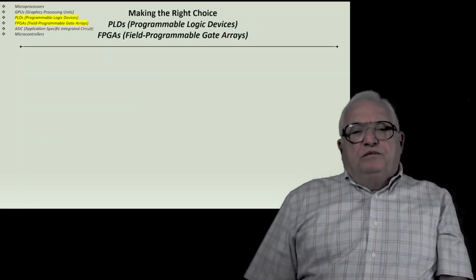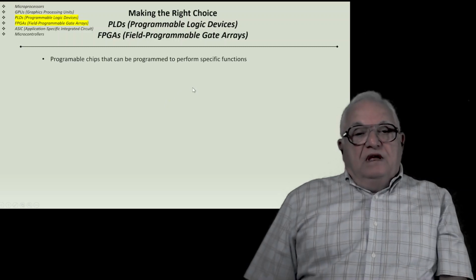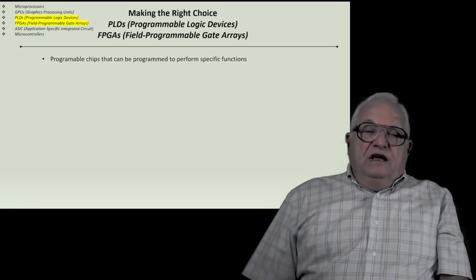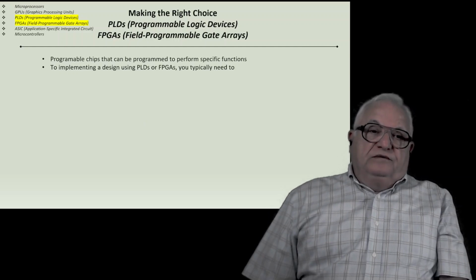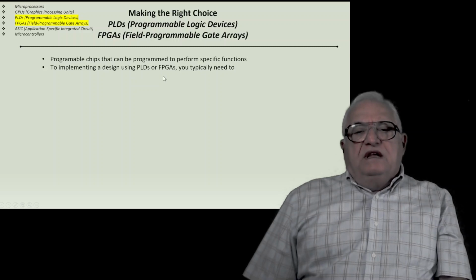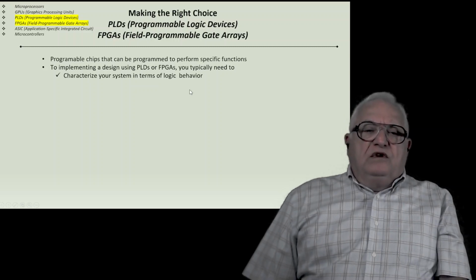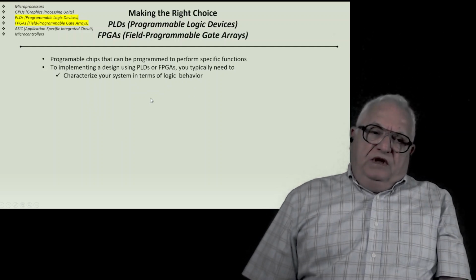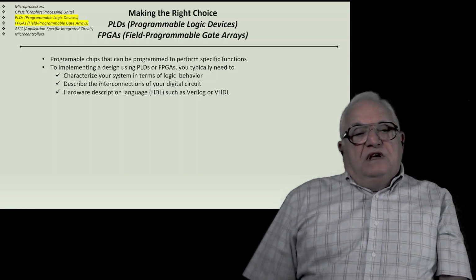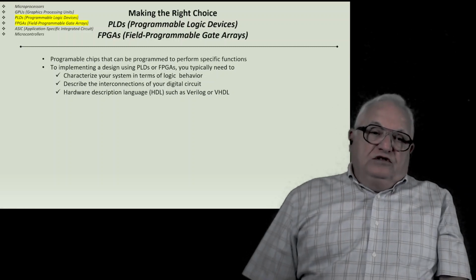Let's talk now about programmable logic devices and field programmable gate arrays. These are programmable chips that you buy, and then you can burn in the logic. To implement a design using PLDs and FPGAs, you typically need to characterize your system in terms of logic behavior. You need to describe the interconnections of your digital circuit, and then you have to use a hardware description language such as Verilog or VHDL to burn the logic into the chip.